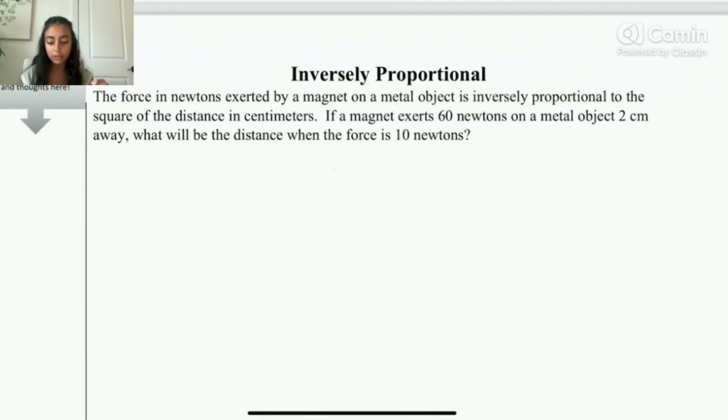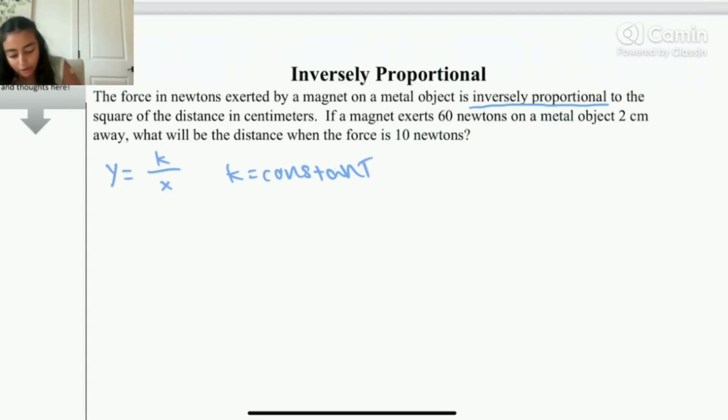The force in newtons exerted by a magnet on a metal object is inversely proportional to the square of the distance in centimeters. If a magnet exerts 60 newtons on a metal object 2 centimeters away, what will be the distance when the force is 10 newtons? Right off the bat, when you see the term inversely proportional, you know you're going to be using the formula y equals k over x, where k is a constant of proportionality. Here, our force is going to be y, so force equals k over distance squared, since it's the square of the distance.